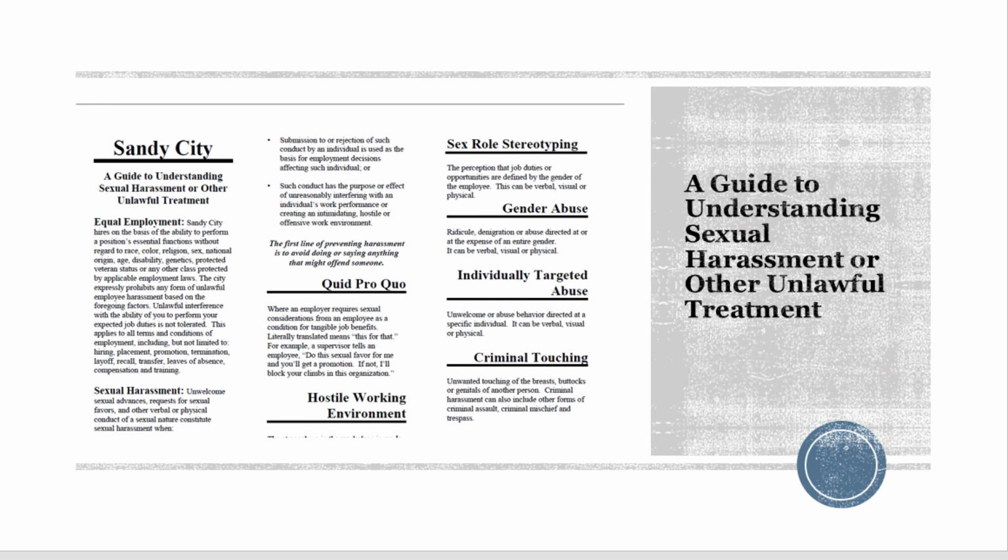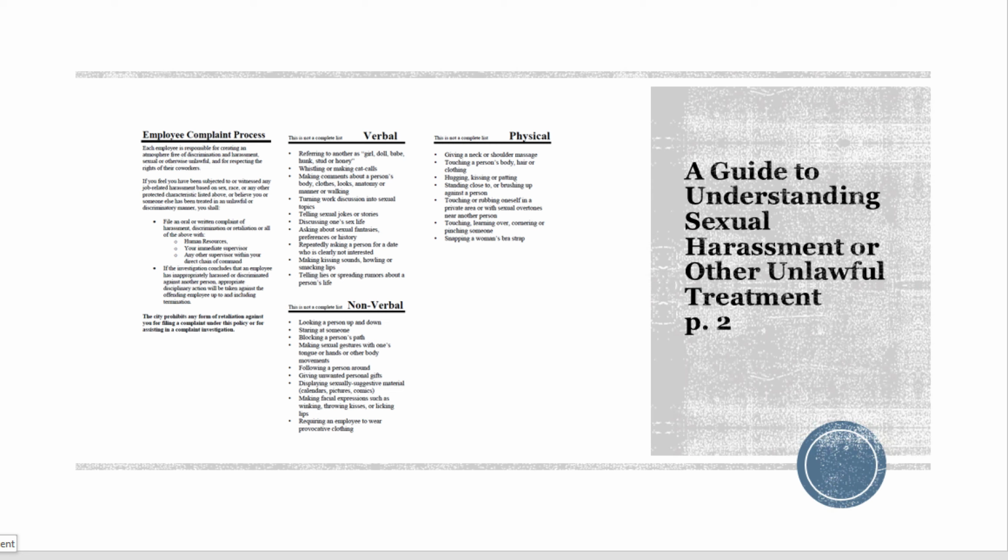This is the guide for understanding sexual harassment or other unlawful treatment. This form is available in Human Resources and is also attached to this training. This training goes over the fact that Sandy City is an equal opportunity employer and does not discriminate based on the protected classes. It also explains sexual harassment and the two different types of sexual harassment, as well as giving different examples. This form also goes through the employee complaint procedure. If you have any questions, please feel free to contact Human Resources.